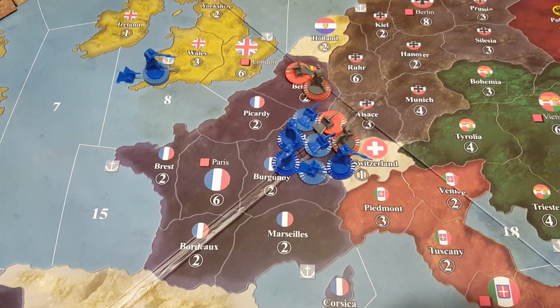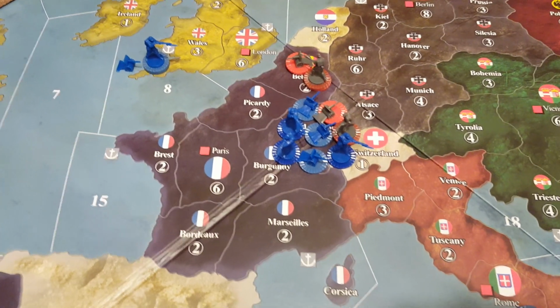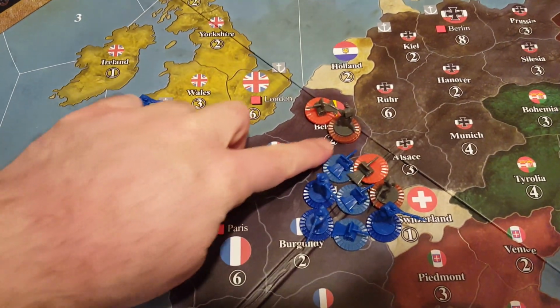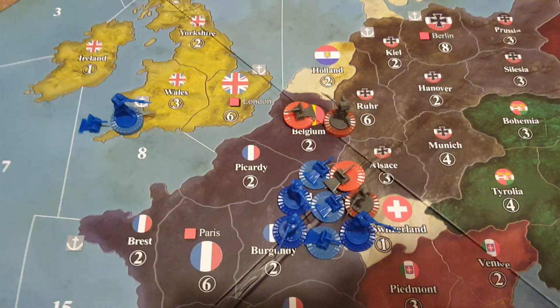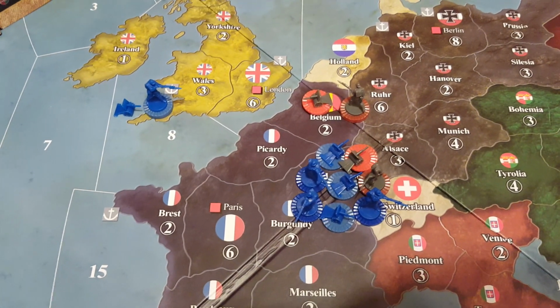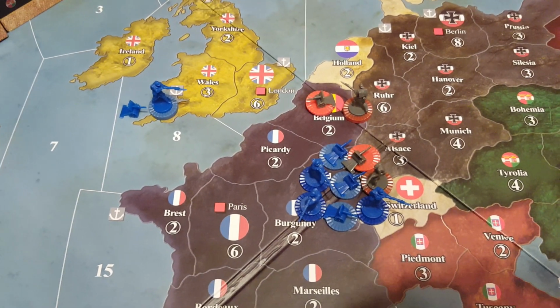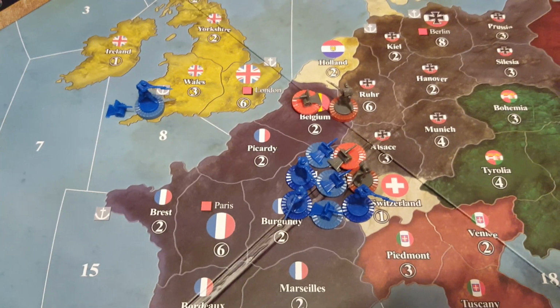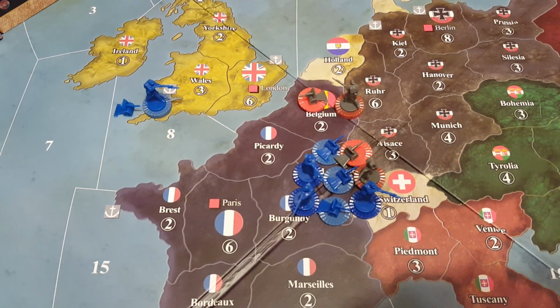How many units is it going to get? Well, you're going to take the production value of the neutral. In this case, Belgium is worth 2, and double it. So for Belgium, you're going to get 4 units. One of those units is going to be an artillery, and the rest are infantry. And that's the way it is regardless.